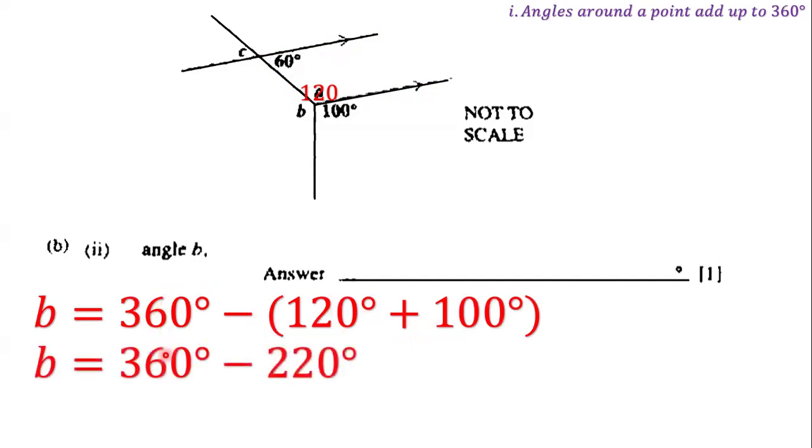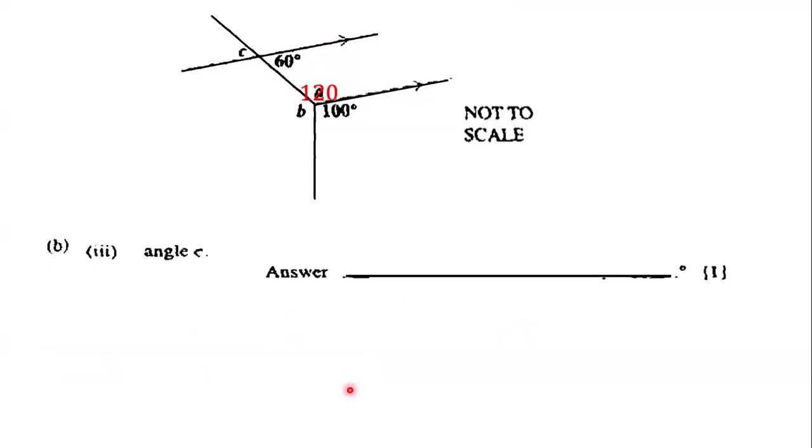And so we have 360 minus 220. That's the sum of 120 and 100. And then when we subtract, we get 360 minus 220, which is equal to 140. So that means that B is equal to 140 degrees.